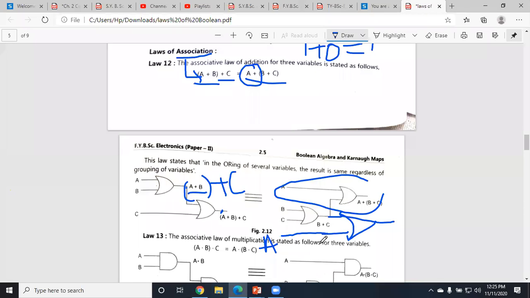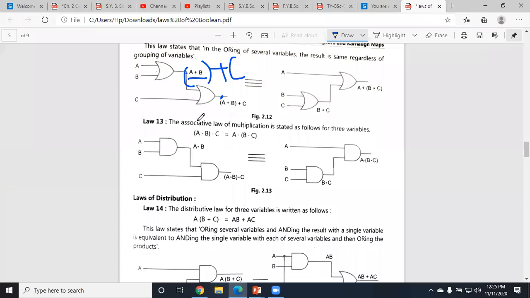Yes, ma'am. Good. Everyone understand this law of association? Yes, ma'am. Next is the multiplicative law of association. Now see, the thing which we did here, the same we have to do for the multiplicative law of association. Multiplication. It's just that instead of addition, we are going to put the multiplication sign.